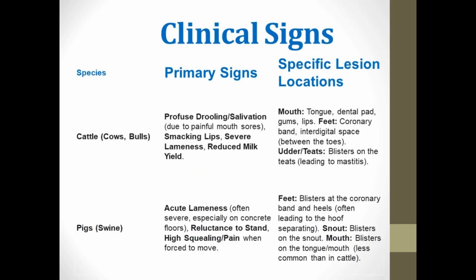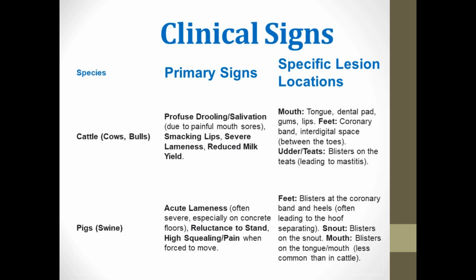Clinical signs are mainly related to the mouth and the legs. For the mouth, they appear as profuse salivation, smacking lips, in addition to severe lameness. Of course, this decreases the food consumption and leads to weight loss and a reduction in the milk production. It affects the tongue mainly, dental pads, gums, lips, and the coronary band of the feet, in addition to the interdigital space.